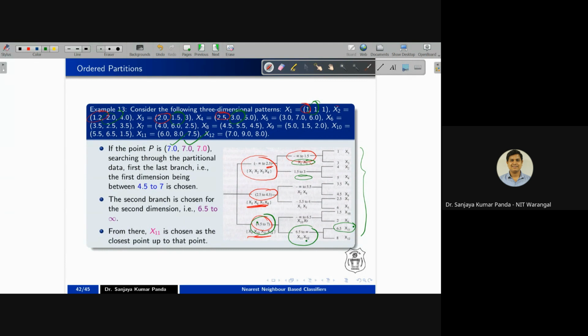When we work with a large data set, these efficient algorithms are generally applied to find the class label of any pattern. Okay, so x11 is chosen as the closest point to that point, and x11 belongs to, let's say, class label 3. So the test pattern also belongs to class label 3. In this way, we determine it. Is it clear?